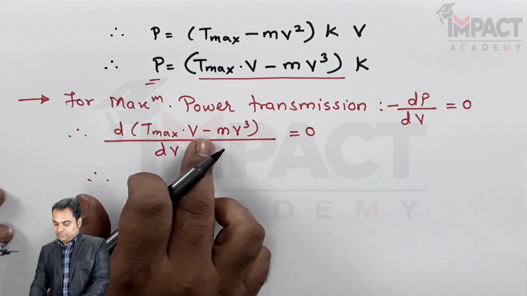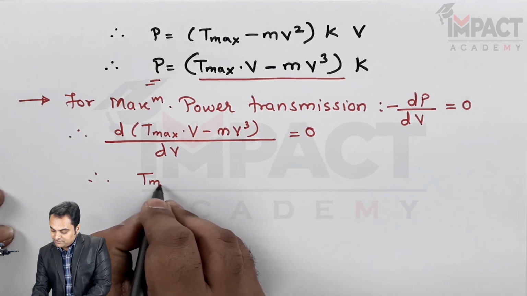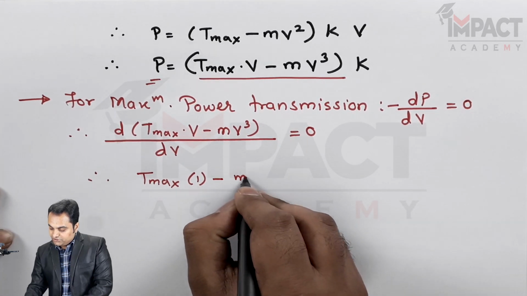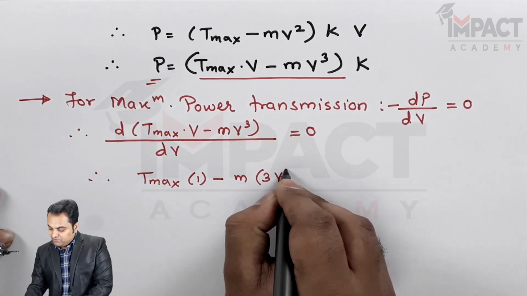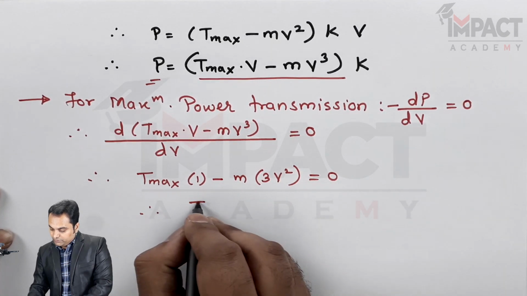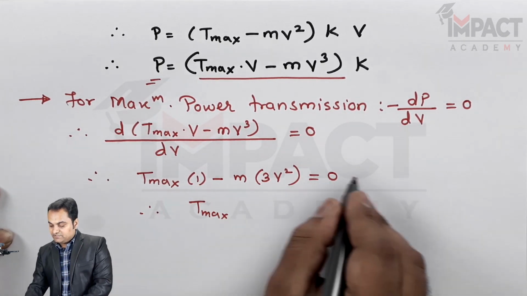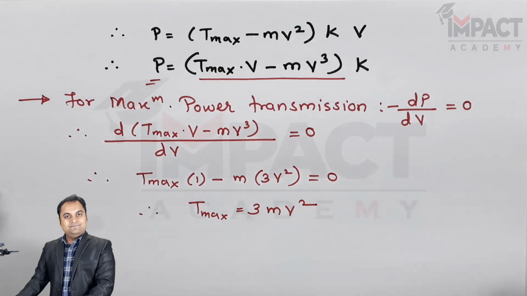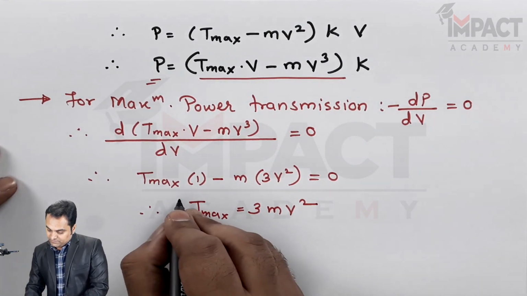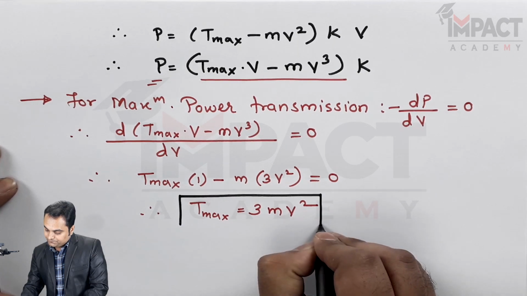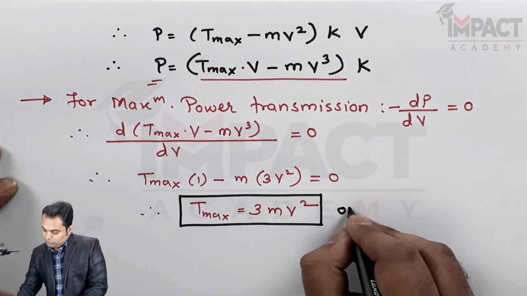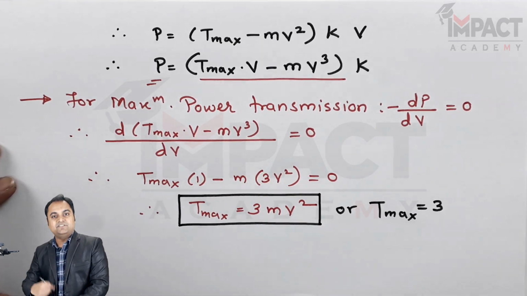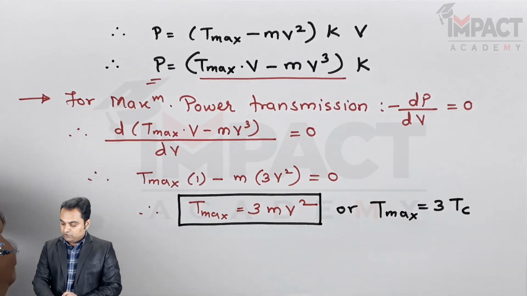The first term is T max into V. When I differentiate, I get T max, as the differentiation of velocity is 1, minus m is a constant, V cube differentiation would be 3V square, is equal to 0. So therefore the maximum tension will be 3 mv square, taking the minus 3 mv square to the right hand side, and this is the maximum tension in the belt. All I can say is that Tmax will be 3 mv square, which is nothing but centrifugal tension, so 3 times the centrifugal tension.